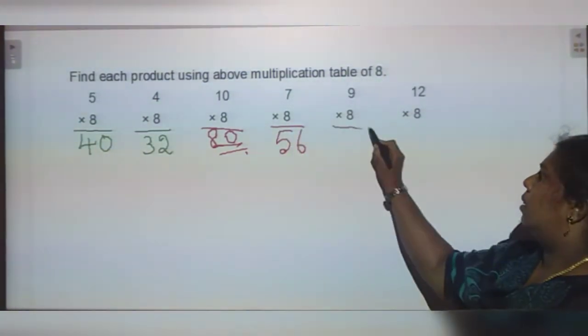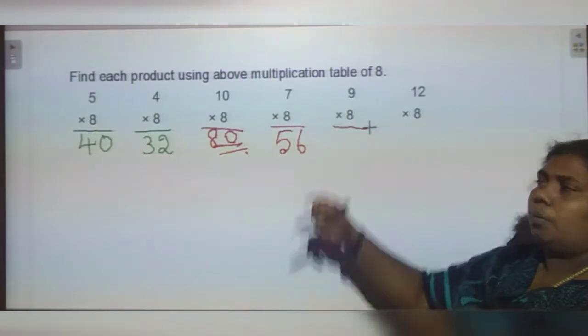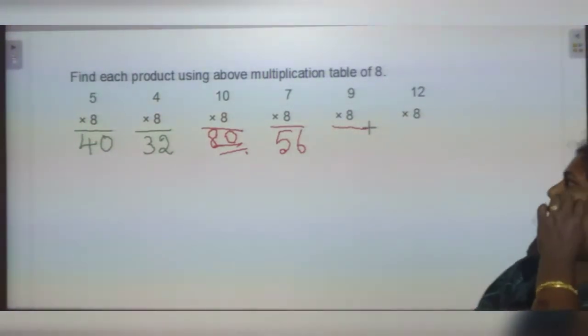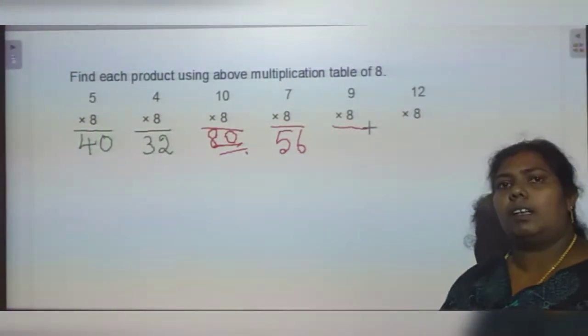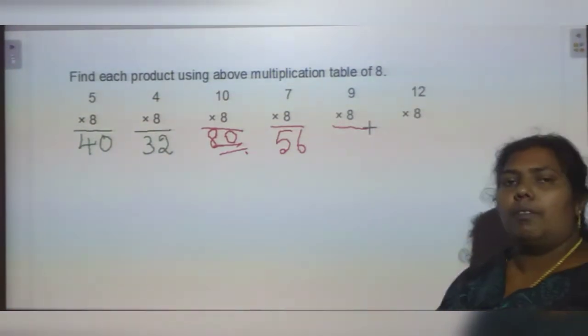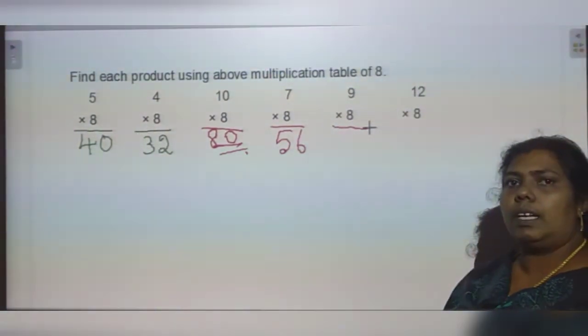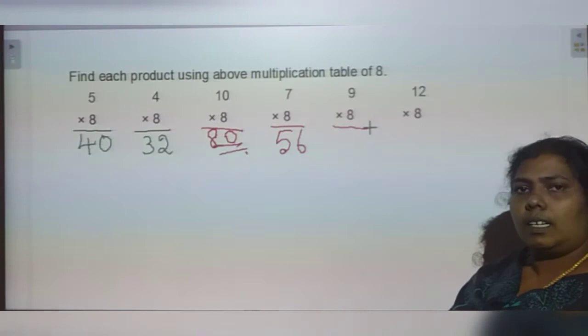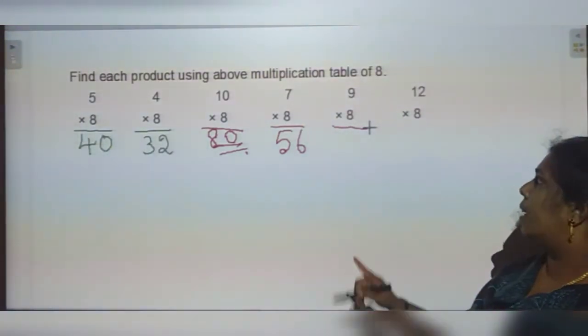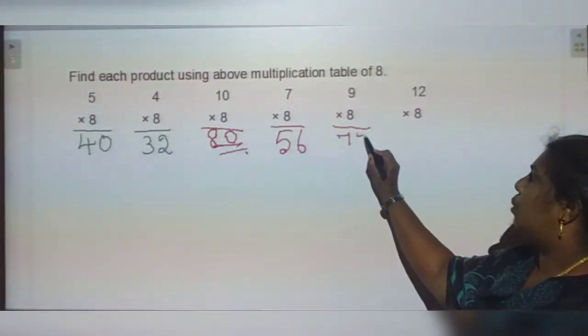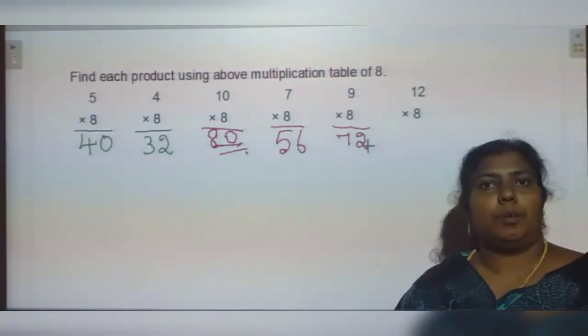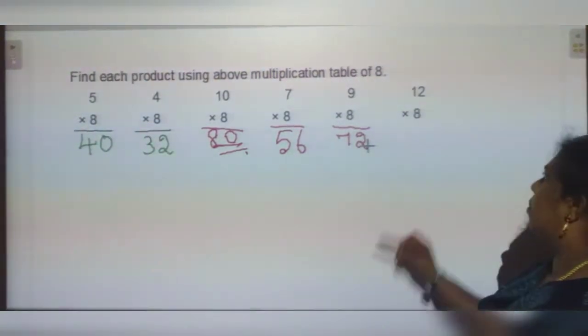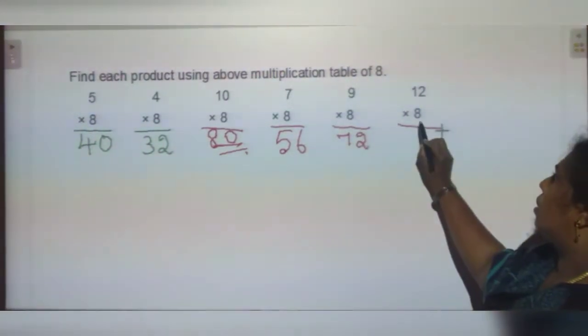Yes. Now here, 8th table, how many times? 9 times, right? 1 8 is 8, 2 8s are 16, 3 8s are 24, 4 8s are 32, 5 8s are 40, 6 8s are 48, 7 8s are 56, 8 8s are 64, 9 8s are 72. 9 8s are how much? 72. Okay. Here you can use 8.